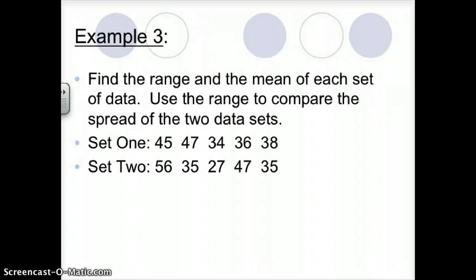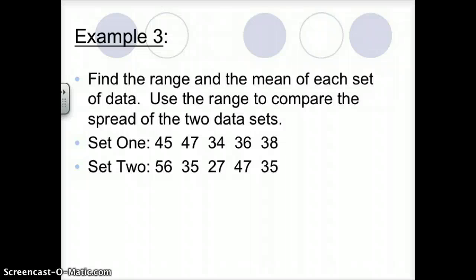Okay. In this example, you're going to find 2 things. You're going to find the range and the mean of each set of data. So remember, mean is average. And then I want you to use the range to compare the spread of the 2 data sets. Okay. So go ahead and find the mean. Remember, you're going to add up the numbers and divide by how many there are.